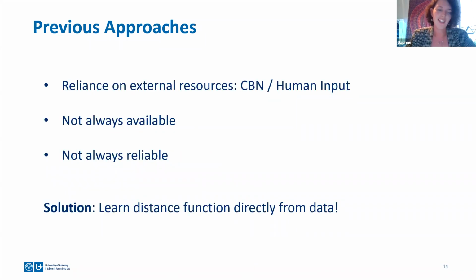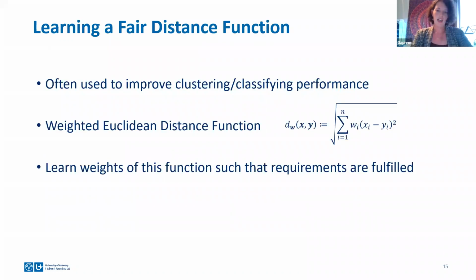The disadvantage of both approaches is that they rely on external resources, namely either the causal Bayesian network or human inputs. Those external resources are neither always available nor always reliable. Hence, learning a distance function directly from the data seemed to us like a better way to go for this problem. Learning a distance function is actually not a very new topic.